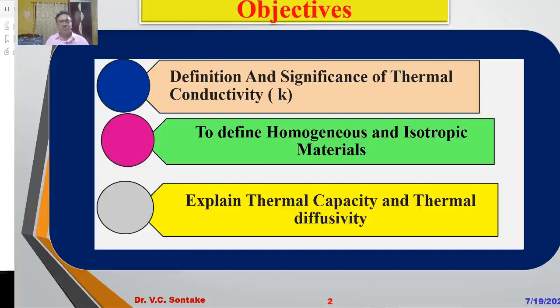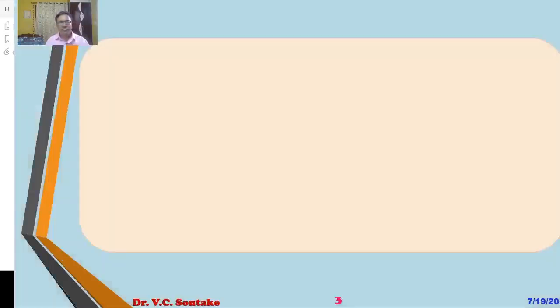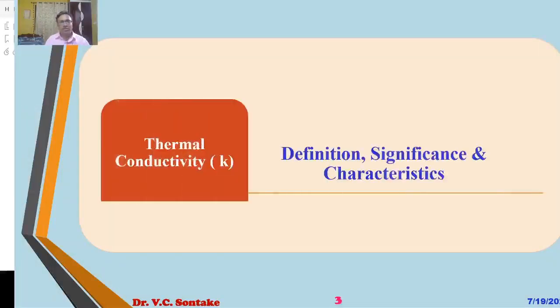The first objective is the definition and significance of thermal conductivity. The second objective is to define homogeneous and isotropic materials. And the third objective is to explain thermal capacity and thermal diffusivity and its significance as far as heat transfer study is concerned. So let us start our discussion with thermal conductivity, its definition, significance, and characteristics.